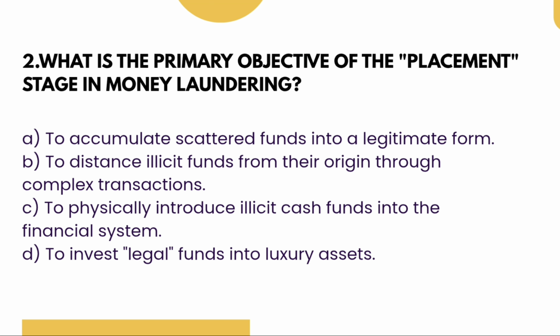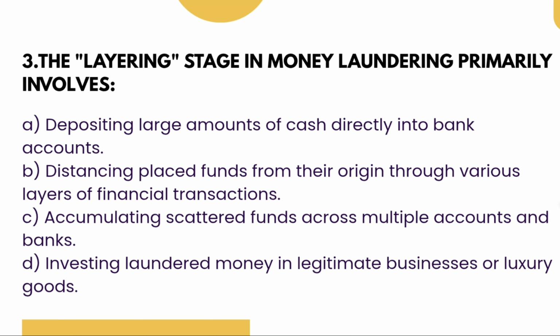A. To accumulate scattered funds into a legitimate form. B. To distance illicit funds from their origin through complex transactions. C. To physically introduce illicit cash funds into the financial system. And D. To invest legal funds into luxury assets. The answer is C.